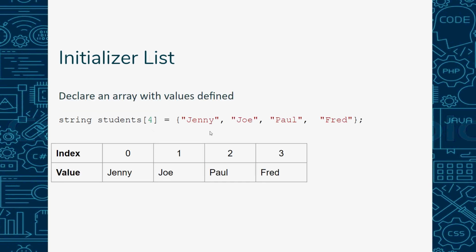Now, when you're dealing with arrays, you can use what's called an initializer list. And what that will allow you to do is declare the array and populate it at the same time. So now we have Jenny, Joe, Paul, and Fred.